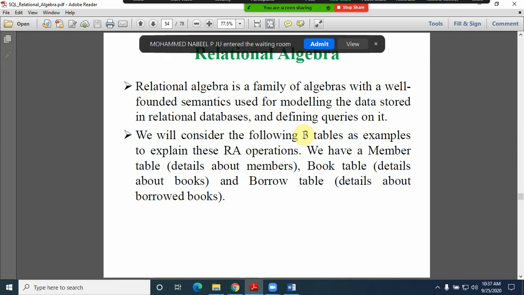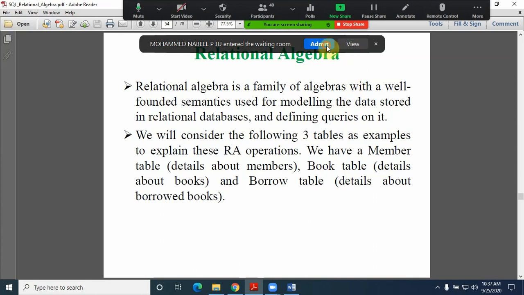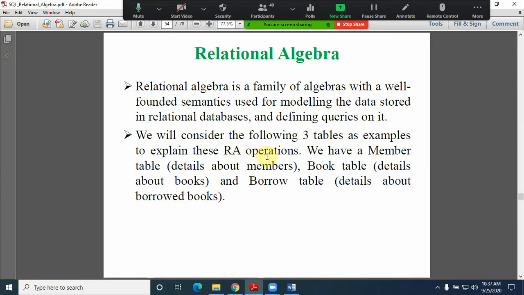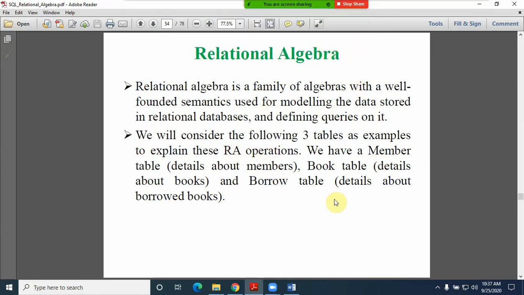We'll consider the following three tables as examples to explain these relational algebra operations. We have a member table which deals with the members, a book table about the books, and a borrow table with details about the borrowed books.